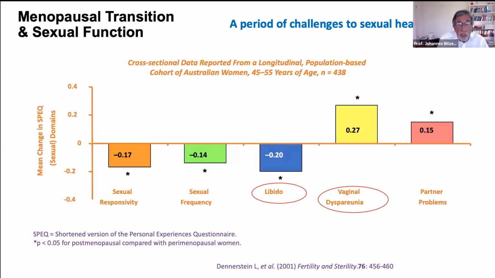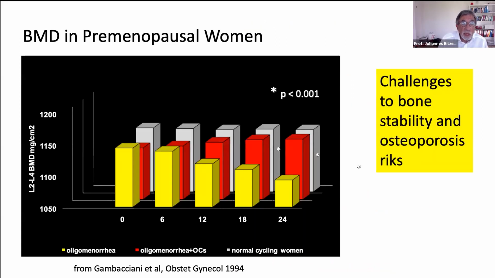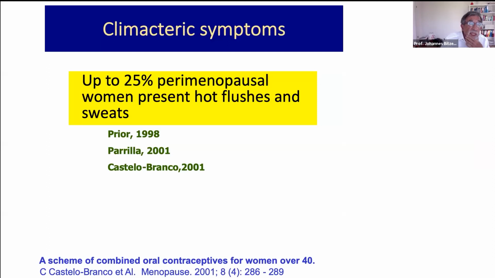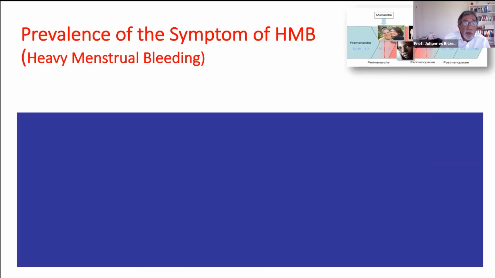Regarding quality of life and sexual health, these are the famous studies, older studies, but they have been repeated in different populations, that the perimenopause is really a phase in which changes occur in sexual health, in sexual responsivity, sexual frequency, sexual desire, vaginal dyspareunia increasing, and partner problems increasing. It has already been mentioned that it is a threat to the bone mineral health in perimenopausal women regarding bone mineral density. You all know that up to 25% of perimenopausal women present hot flushes and sweats.